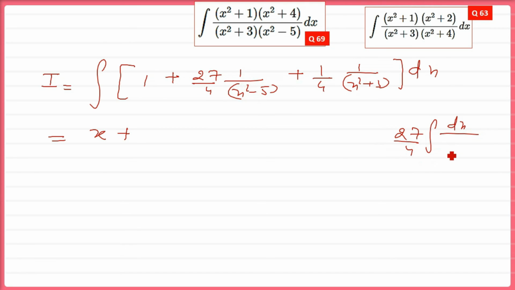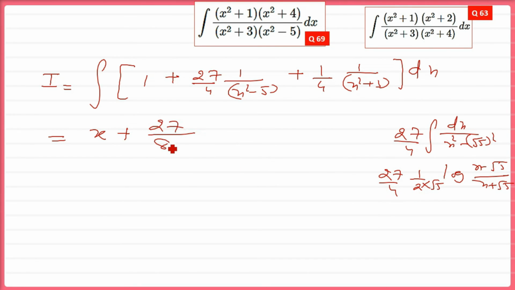Integration of dx divided by x square minus 5. You can write it as root 5 whole square. 27 by 4. x square minus a square is what? x minus a into x plus a. But we will use the formula here: 1 by 2a log (x minus a) by (x plus a). So integration of dx by x square minus a square is always 1 by 2a log (x minus a) by (x plus a). So I am writing it right now. 27 by 4, 2 times 4 is 8, so 8 root 5 log. You can write it as ln because it is log base e only. x minus root 5 divided by x plus root 5.